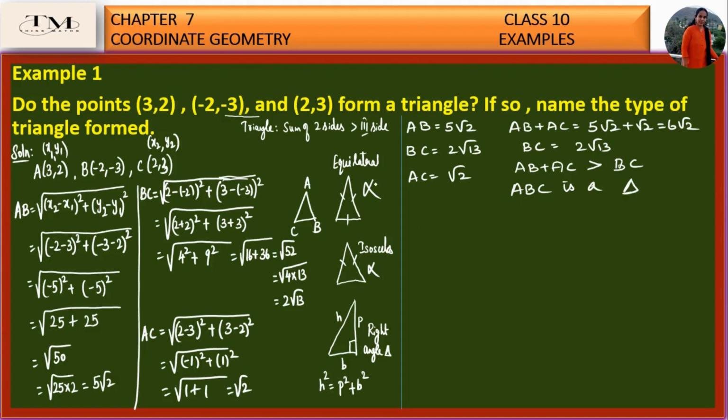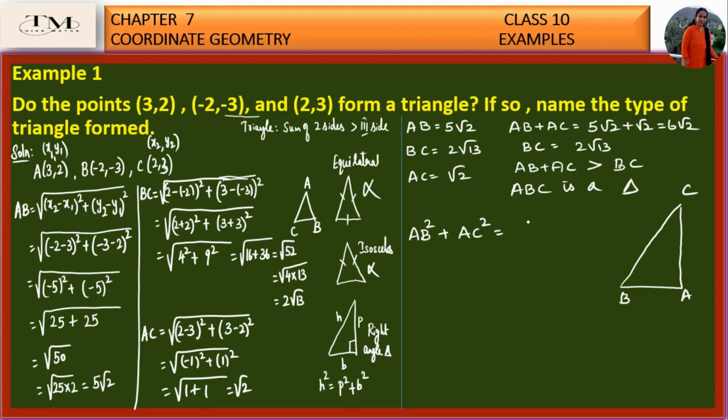Because it doesn't satisfy equilateral, all three sides are not equal. Isosceles, any two sides are also not equal. So we should check for a right angle triangle. So let us take this right angle triangle A, B, C. Let us take these two sides, AB square plus AC square.